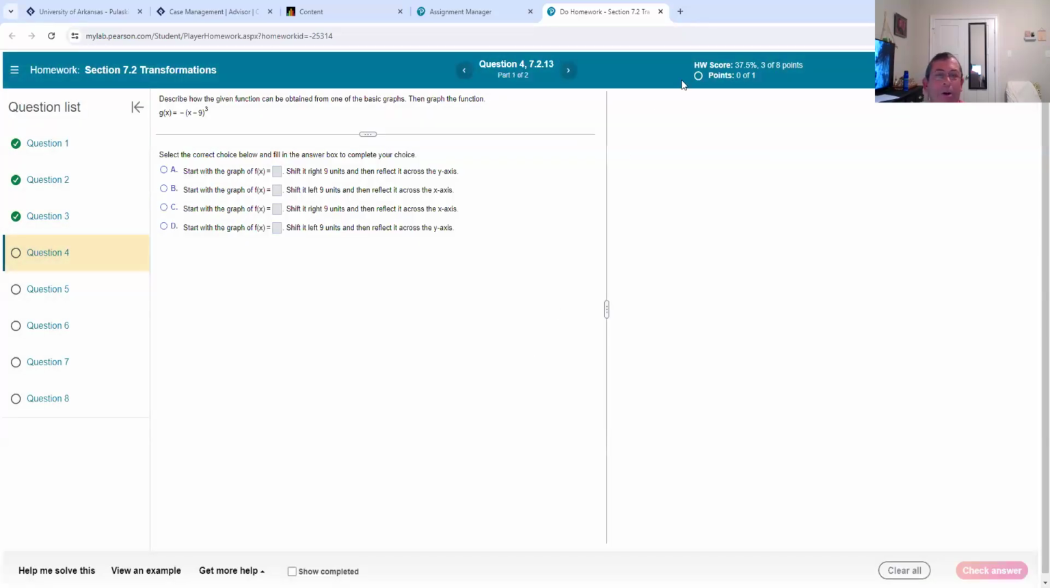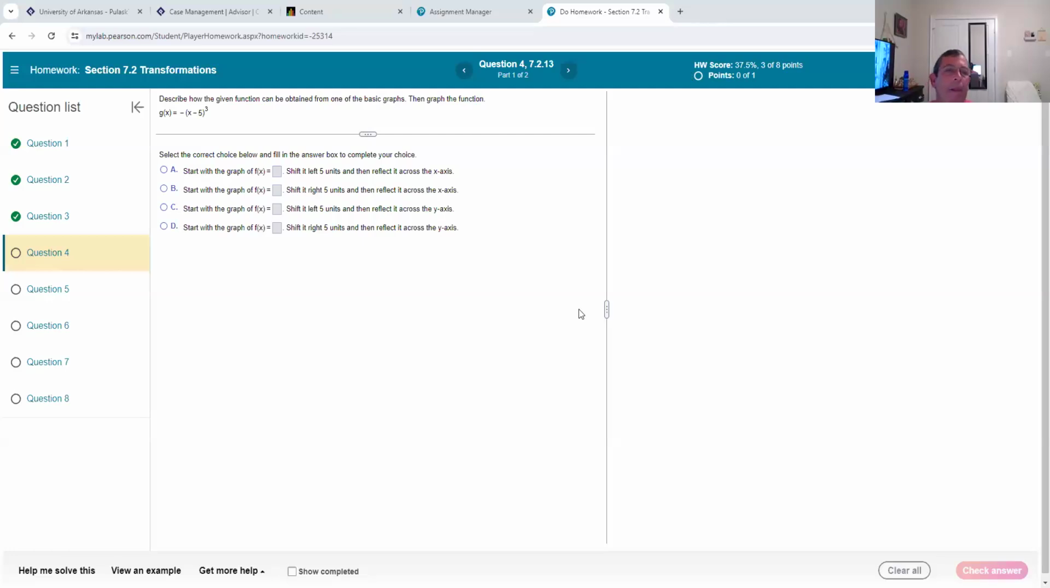All right, y'all, so I'm going to pause this for a second. All right, y'all, so notice on this one, the 5 is inside parentheses, so that's going to be horizontal. And then I got a negative in the front. Remember, the negatives are going to reflect this over the x-axis.